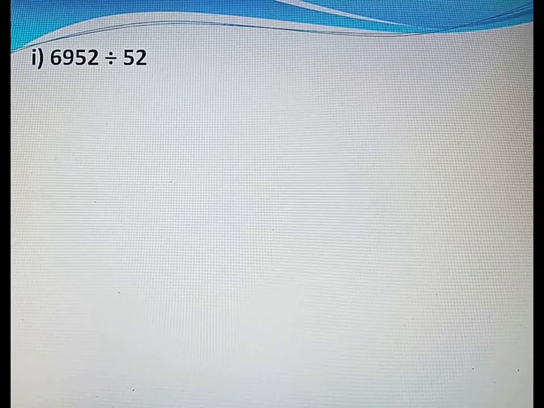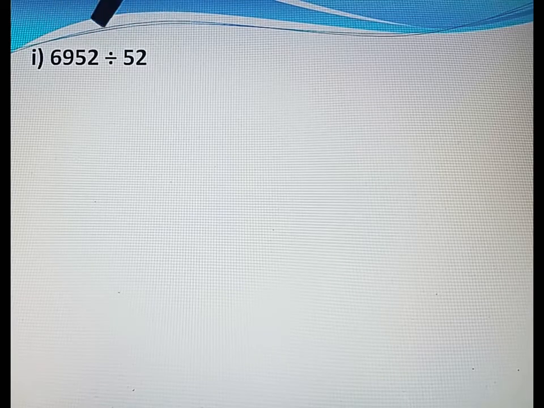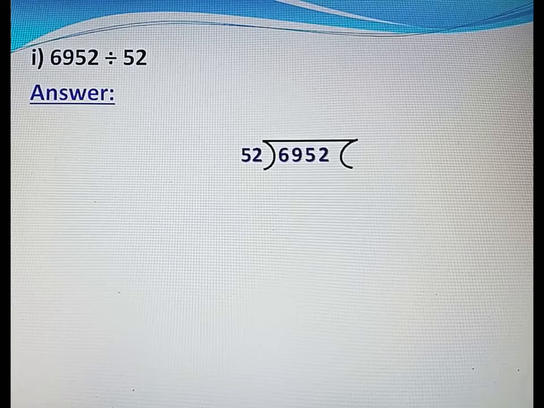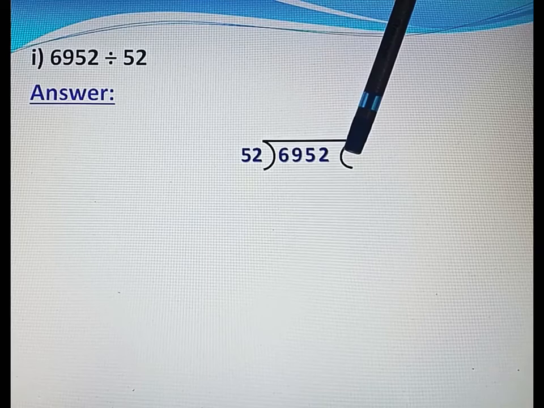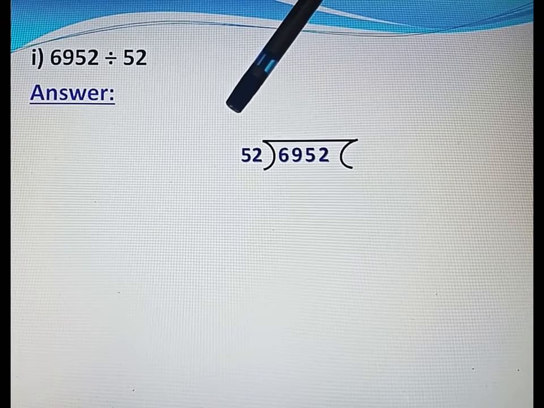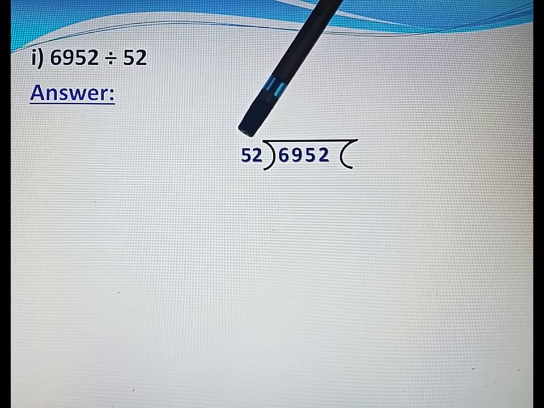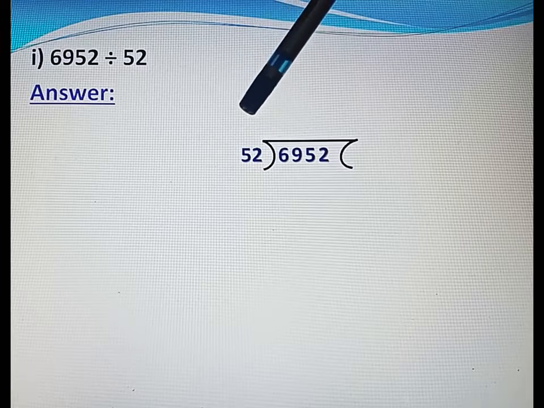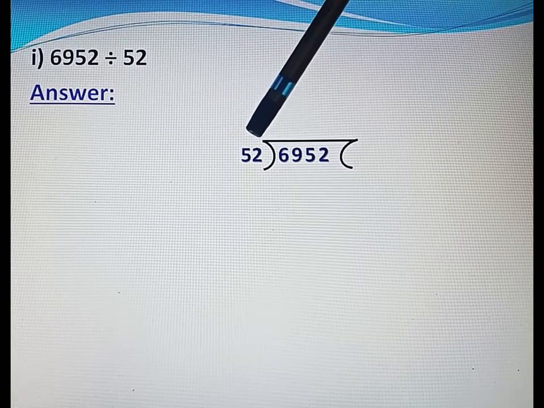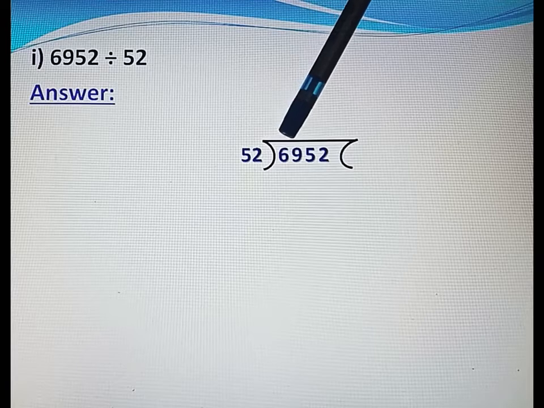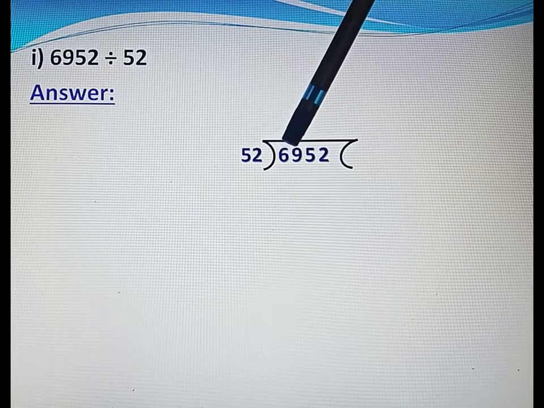Part 6952 divide 52. We will divide 6952 by 52. Answer. 6952 is dividend, so we have written here, and 52 is divisor, so we have written on left side. Now see, we will multiply this 52 so that it is equal to 69 or less than 69. It should not be greater than 69.